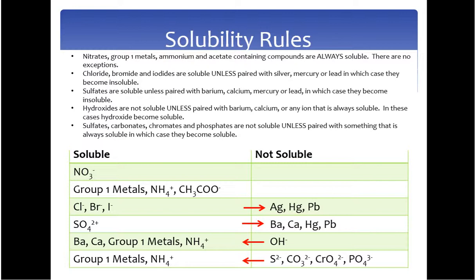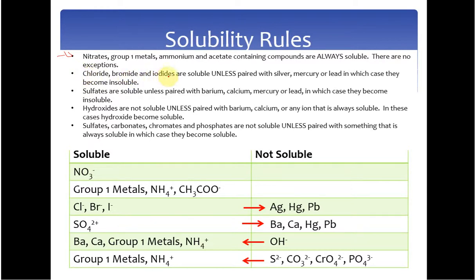So I've got it here two ways because I know some students really like it in a picture form and others really prefer it in a more text or flashcard form. So I'm going to read it from up here and then I'm going to tell you how my table works down here. So nitrates, group 1 metals, and ammonium and acetate compounds are always soluble, period. Nitrate compounds are soluble, no exceptions. Group 1 metals, ammonium, and acetate compounds are soluble. There's nothing in here that can make those things insoluble.